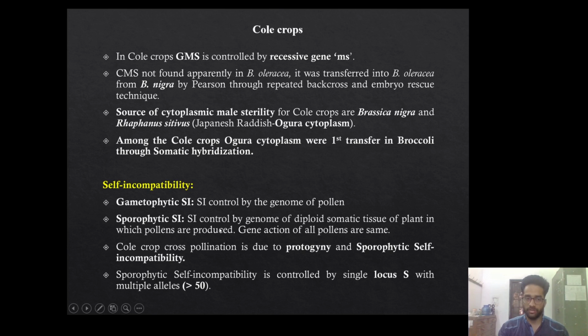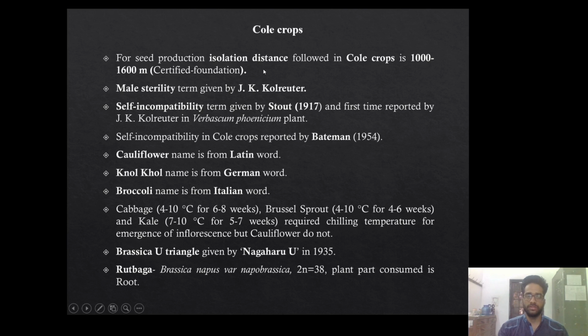In cole crops, cross-pollination is common, and it is due to protogyny and sporophytic self-incompatibility. Sporophytic self-incompatibility in cole crops is controlled by a single locus, S, which has multiple alleles, more than 50. The isolation distance for seed production in cole crops is 1000 to 1600 meters.